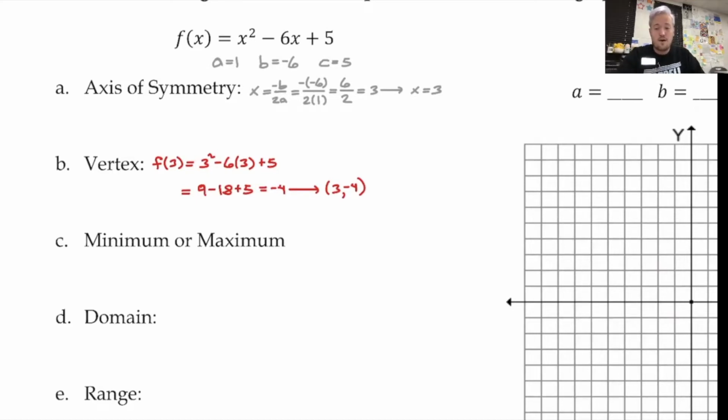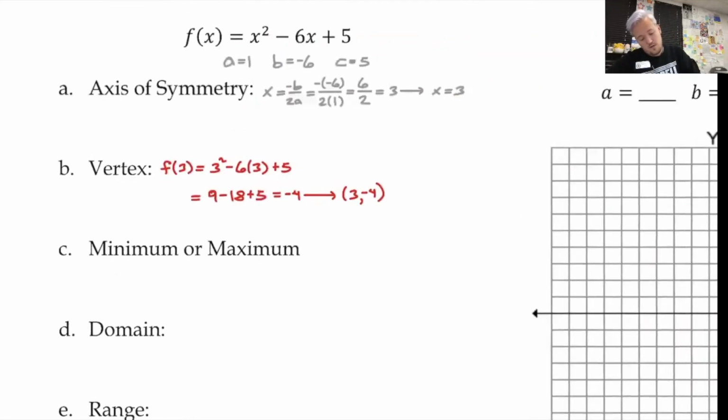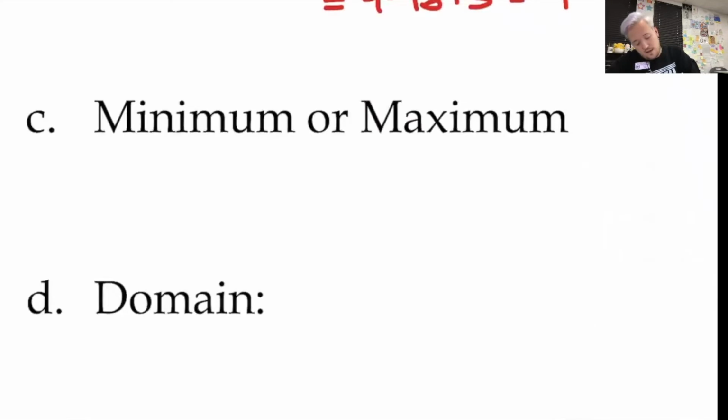So your a value, in this case, is +1. Because a is +1, that's going to imply that it's going to face up, which means we are going to have a minimum.